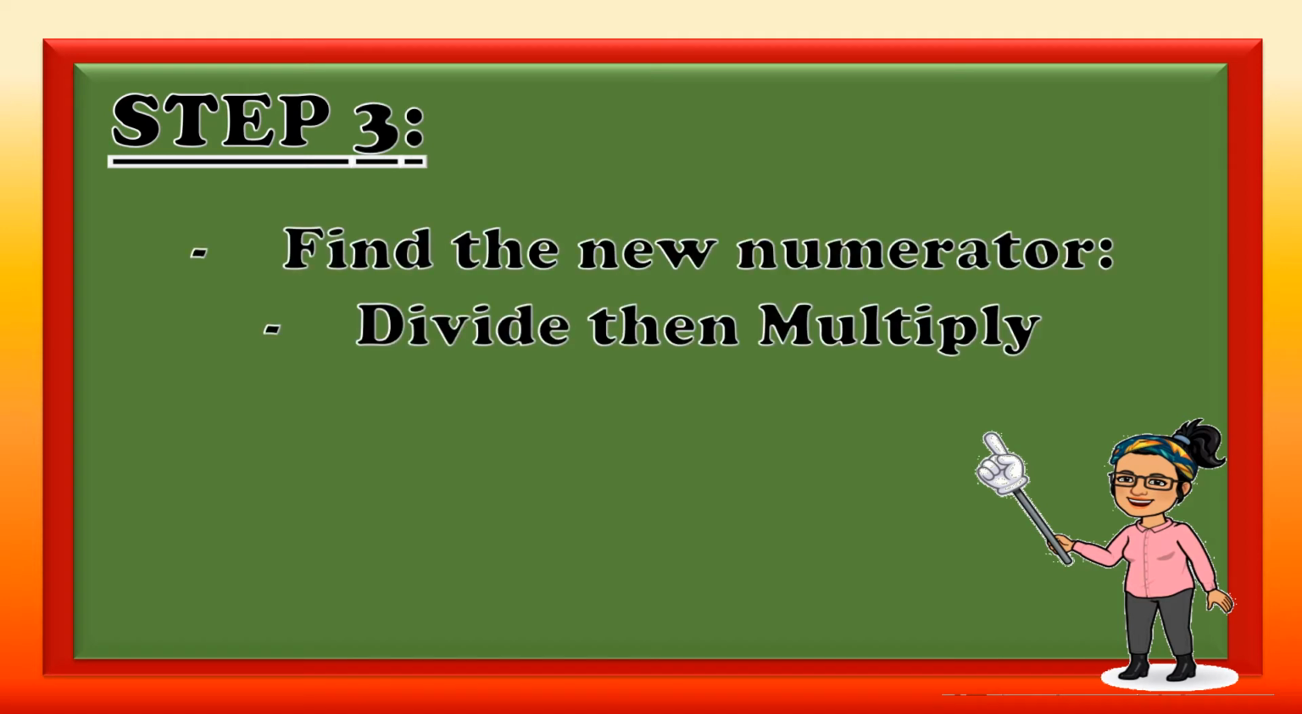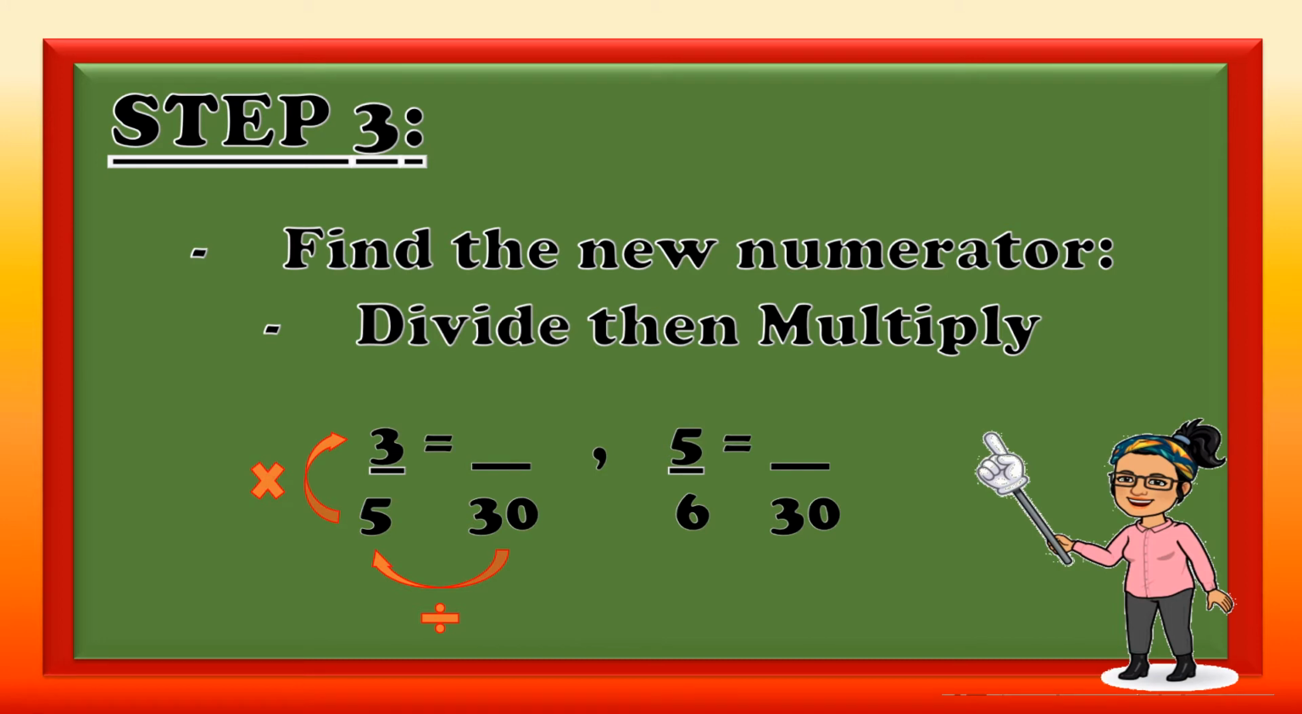Step 3 is to find the new numerator. To do that, we just have to divide and then multiply. Just divide and then multiply. So for example, again, our 3/5 and 5/6, we have changed their denominators already by their LCD, which is 30. So we divide 30 by the denominator, and then we multiply the quotient by the numerator. Okay?